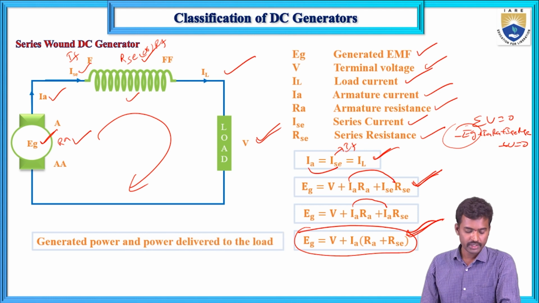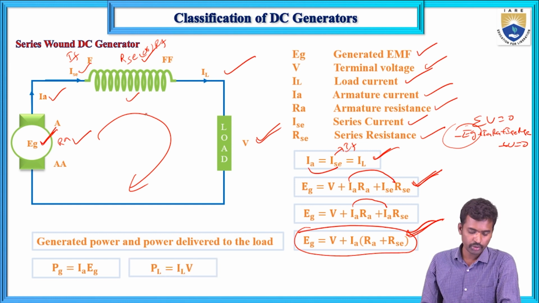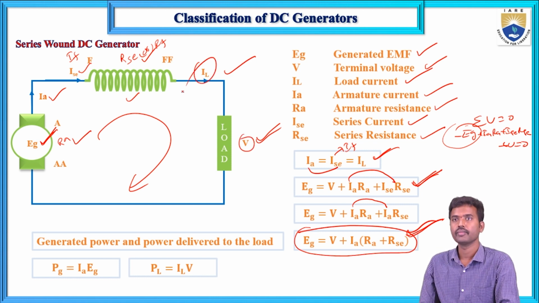Next, power generated and power delivered to the load. Same formulas: PG equals Ia into EG, and power delivered to the load is VL into IL.